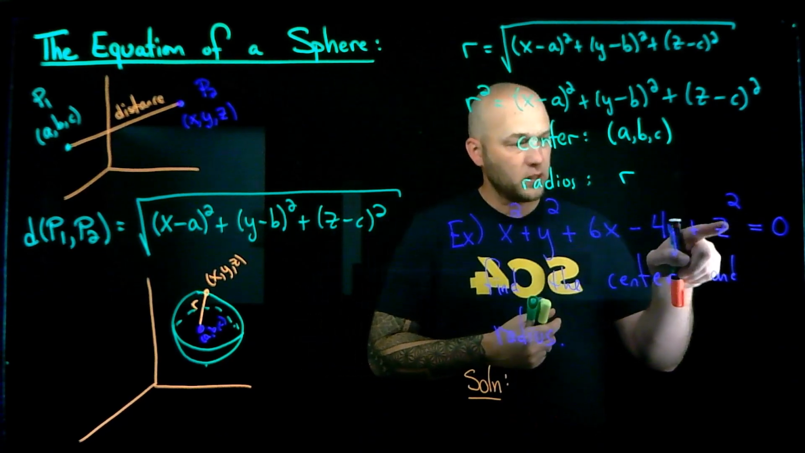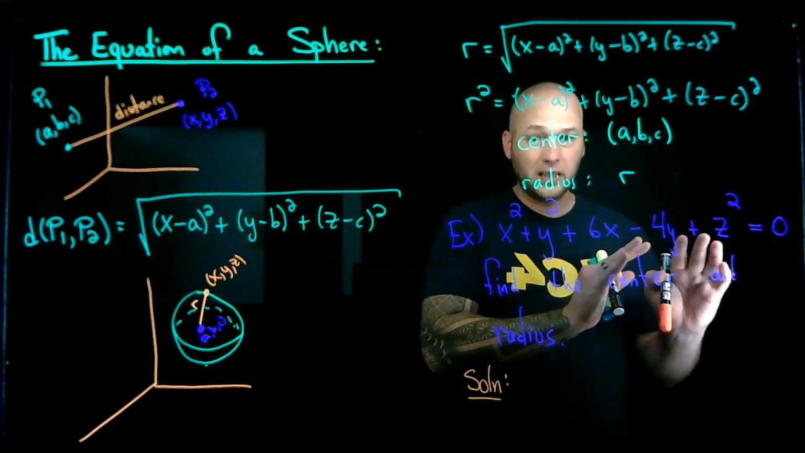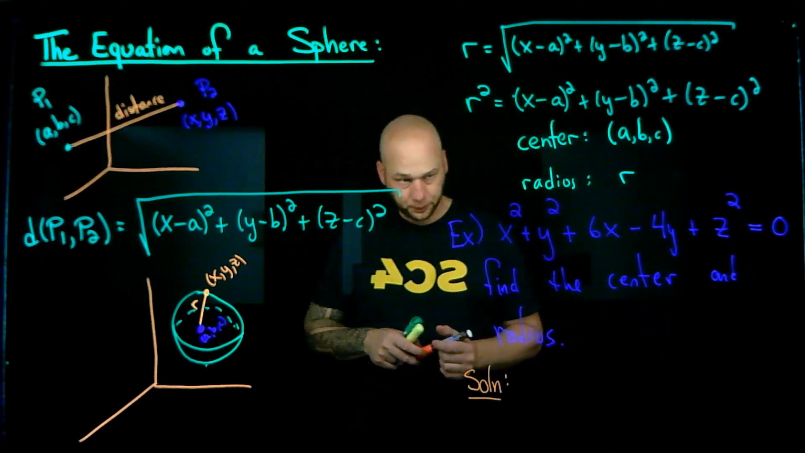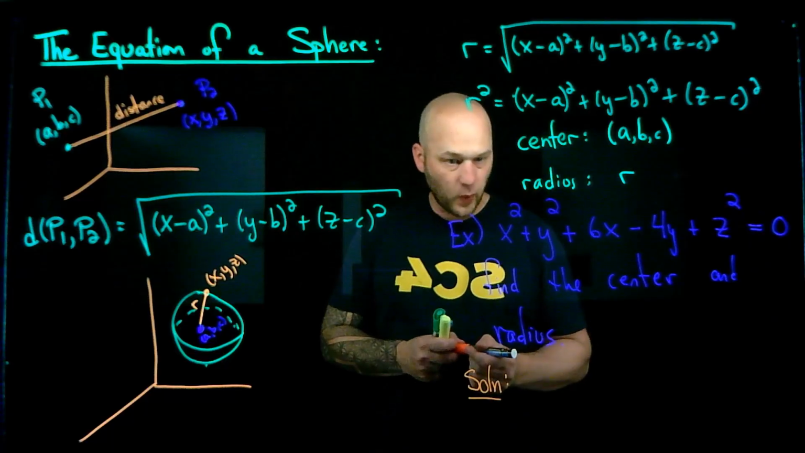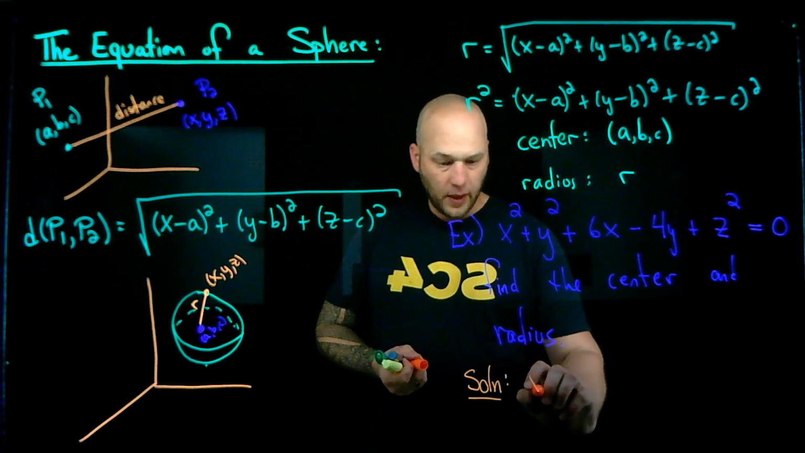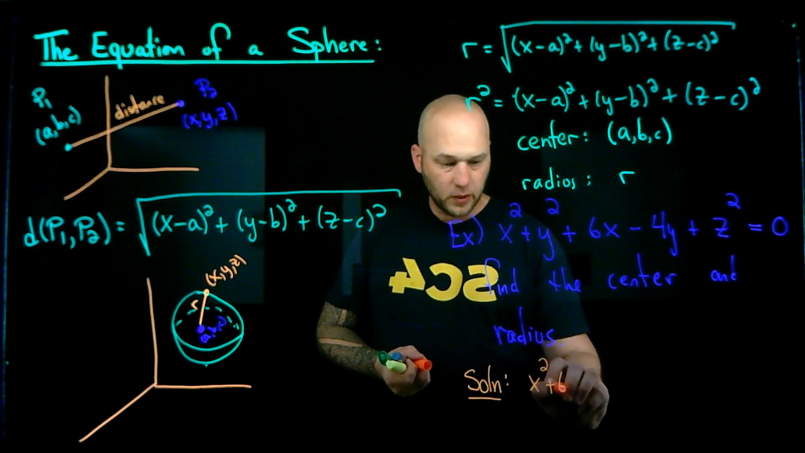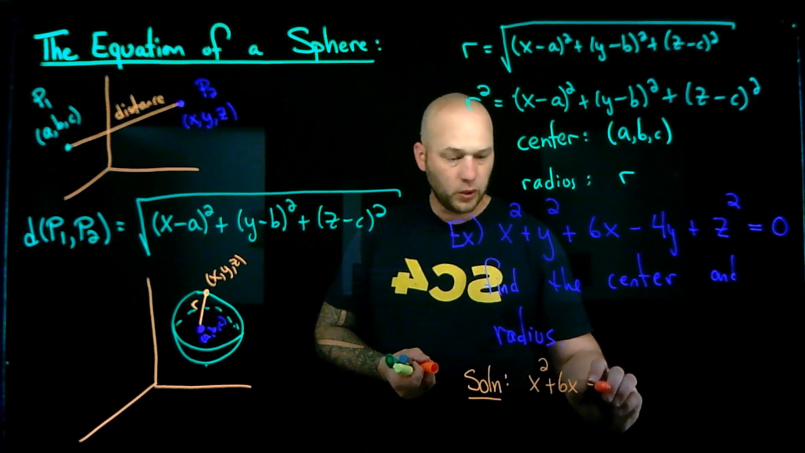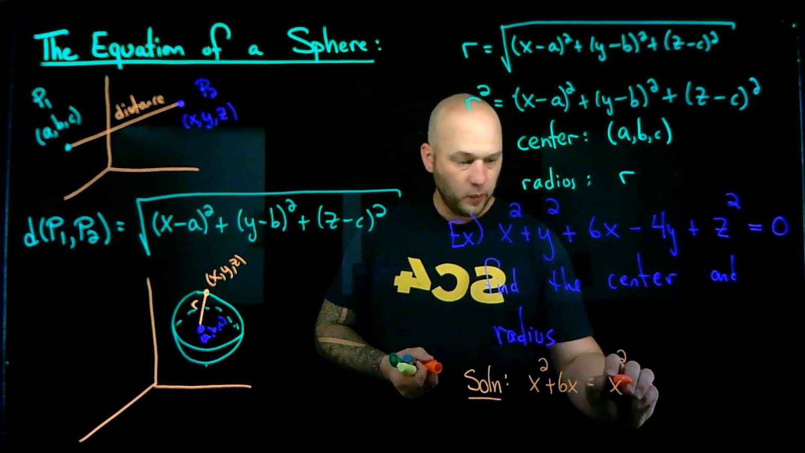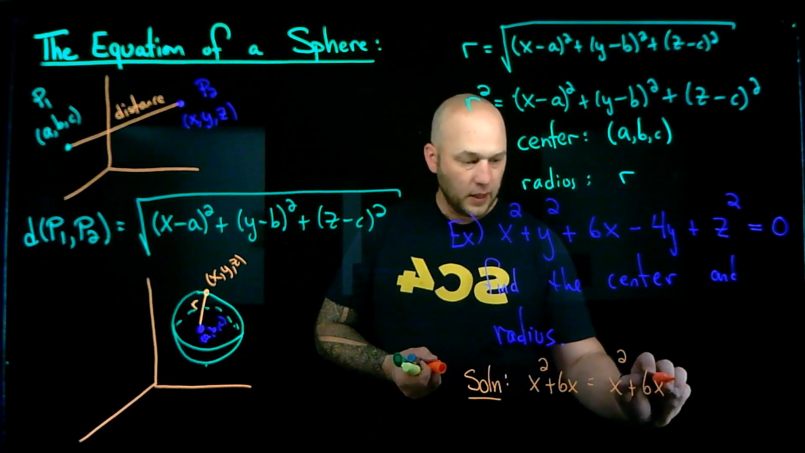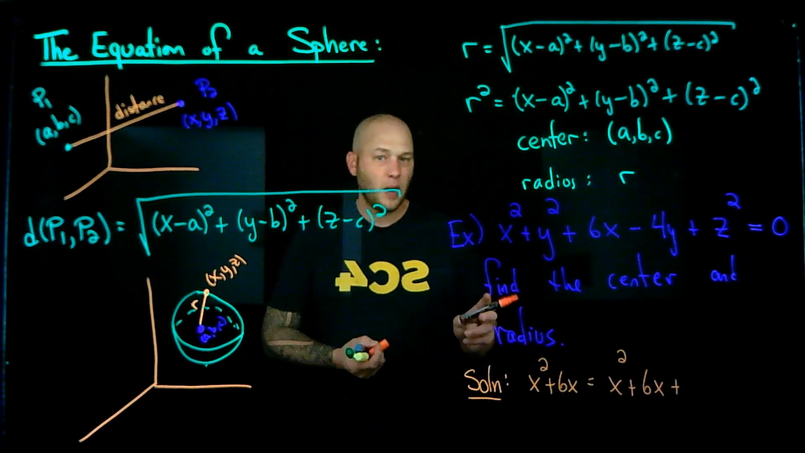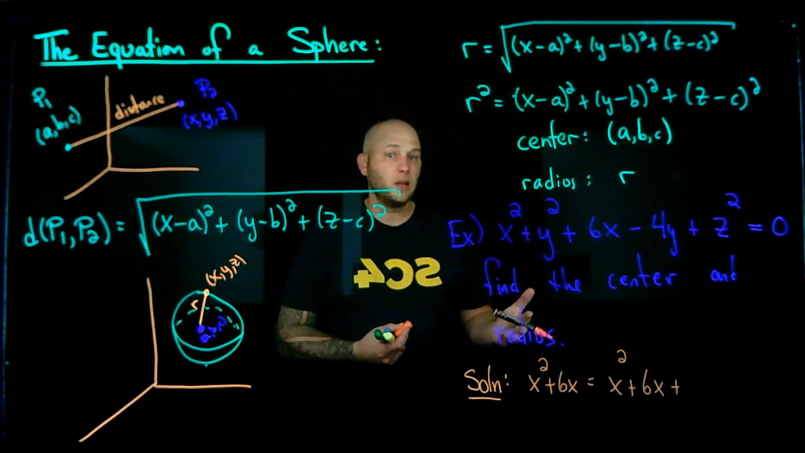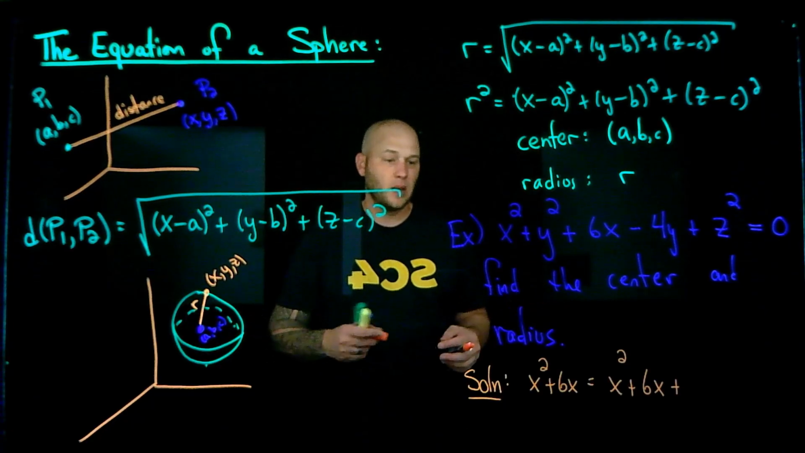And then I've got this z squared, and that's the only z term, so I don't have to do anything with that. Let's go ahead and complete the square on the x terms. I would have x squared plus 6x is equal to x squared plus 6x. Now remember, when we complete the square, I'm going to add and subtract something. It could be the same number that I add and subtract to keep it balanced.